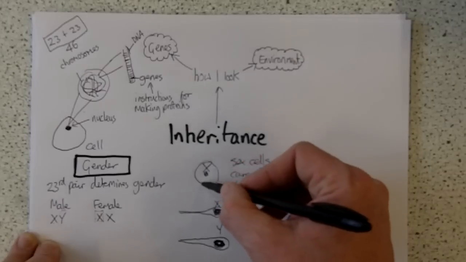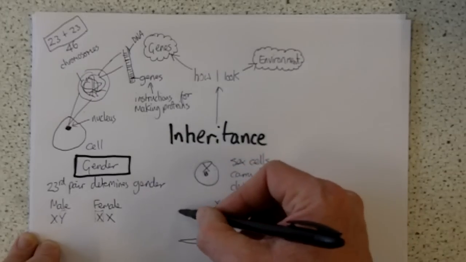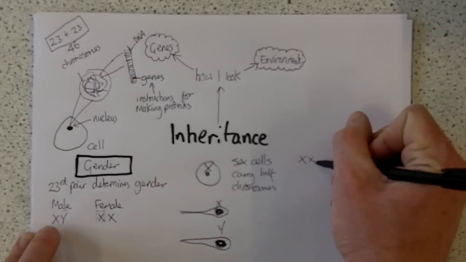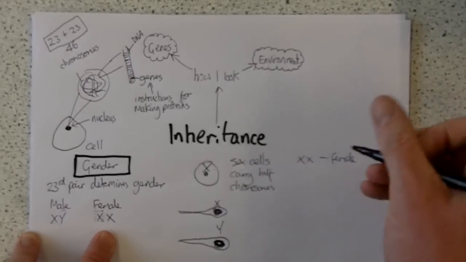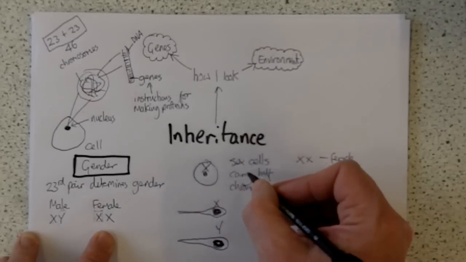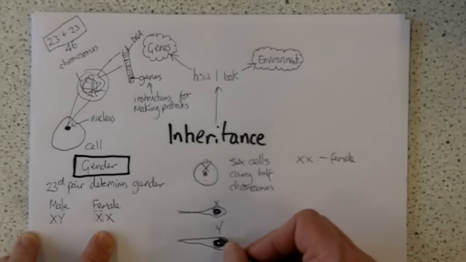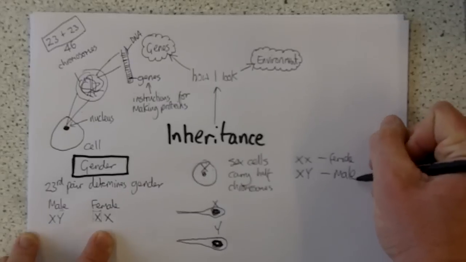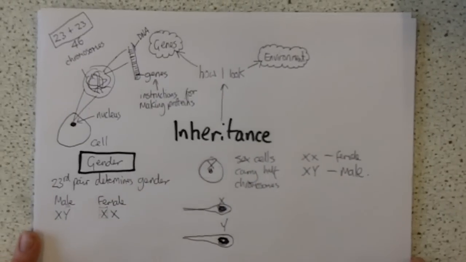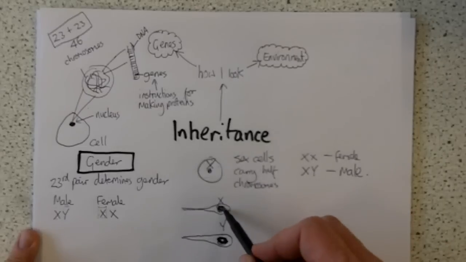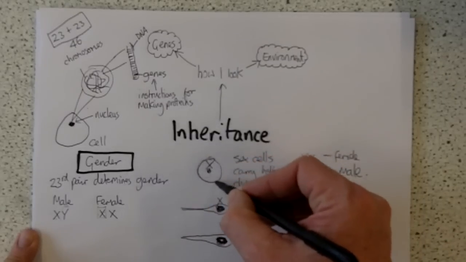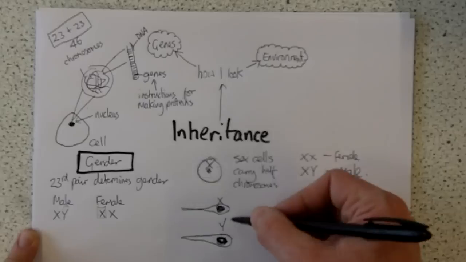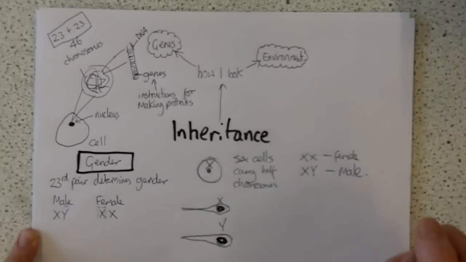So if this egg cell is fused with this one in fertilization, then we get X and X, and that will obviously make us a female. But if this sex cell, this egg with an X, fuses with this sperm with a Y, then we'll get an XY, which is a male. So to determine your sex depends on which sperm meets the egg. It doesn't matter because all the eggs have got the X, but depending on which sperm, the X carrying sperm or the Y carrying sperm meets that egg, will determine the gender of the offspring.